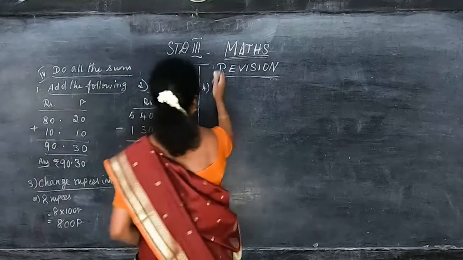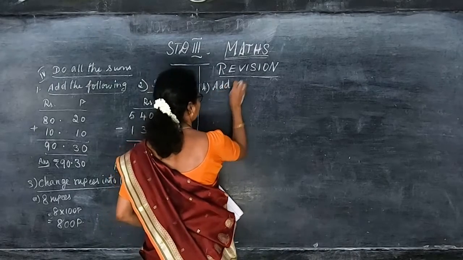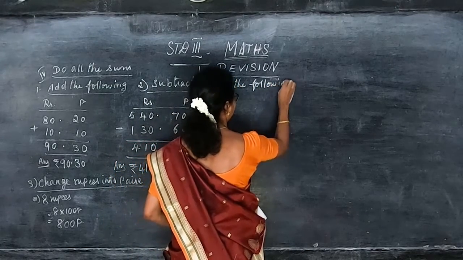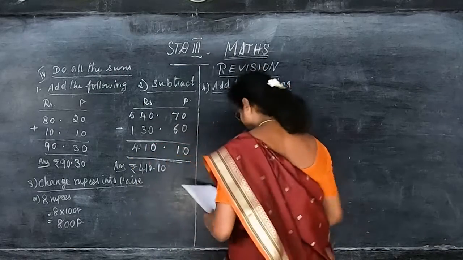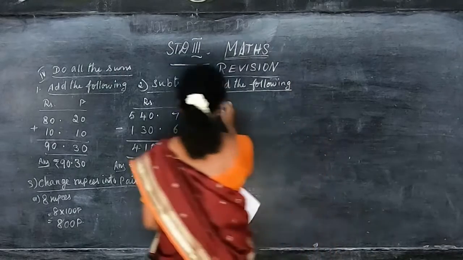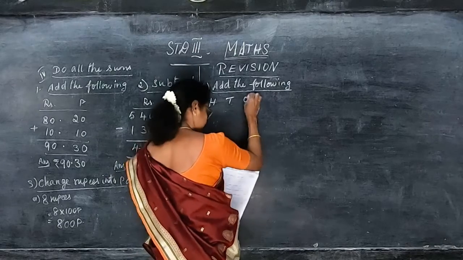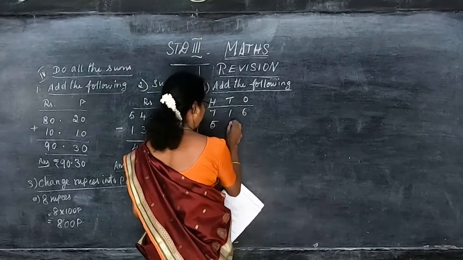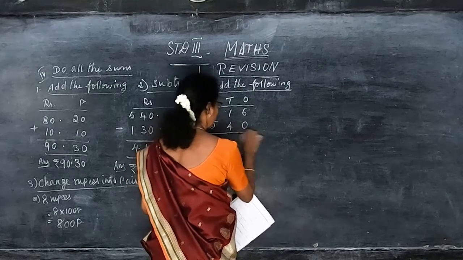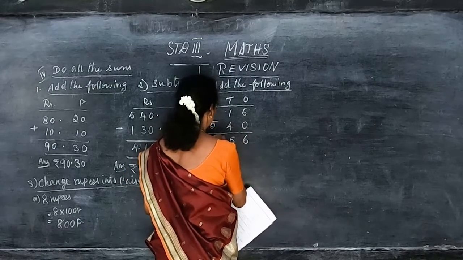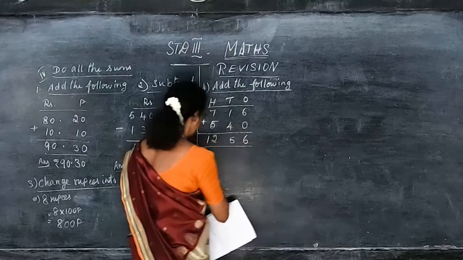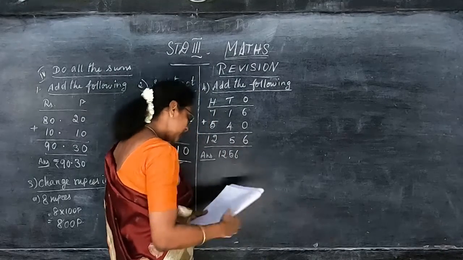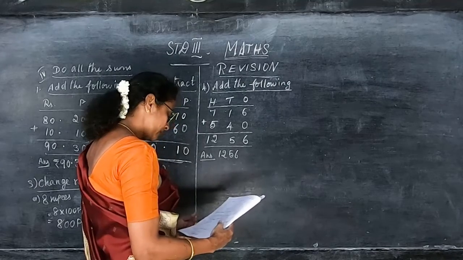Add the following. Fourth one is add the following. So hundreds, tens and ones. So 7, 1 and 6 and 5, 4, 0. So if you add the 6, 5, 7 plus 5, 12. So the answer is 1256. Take down and write the answer, children. Okay.